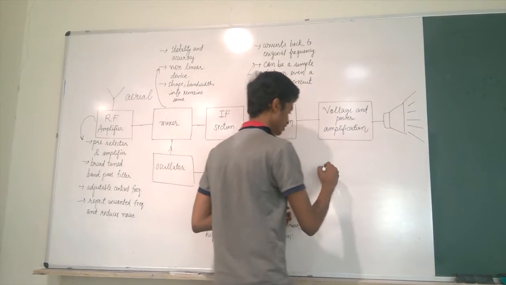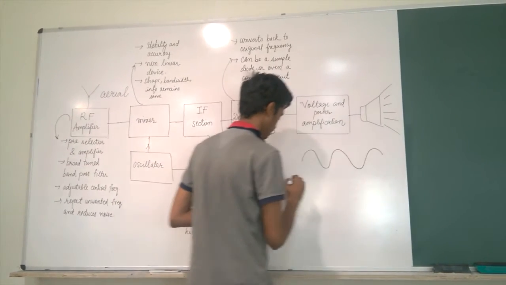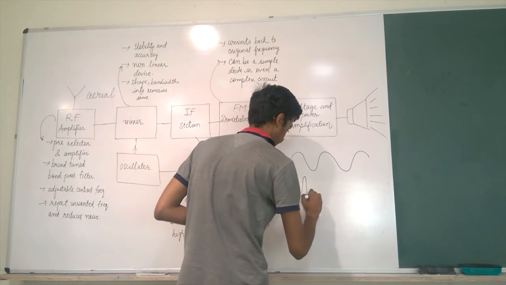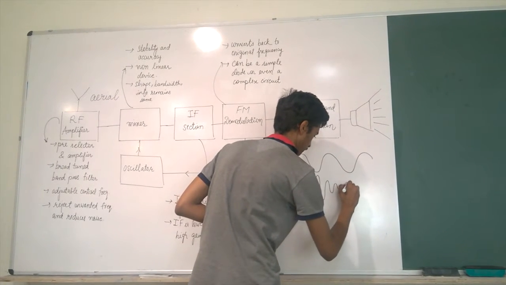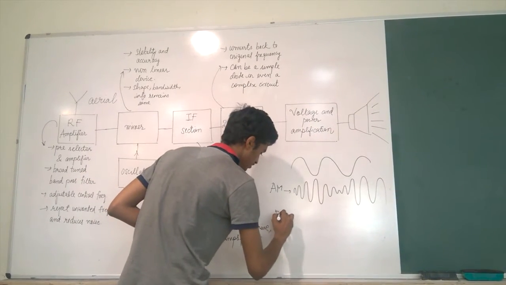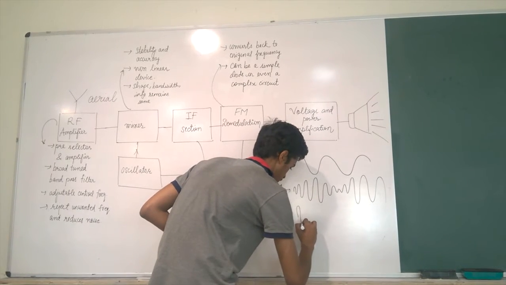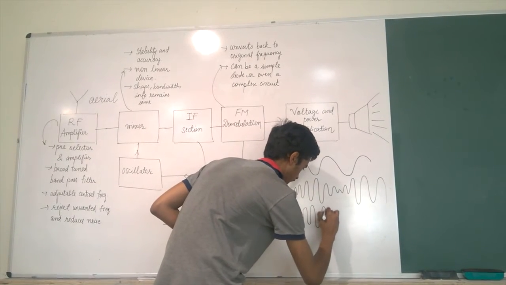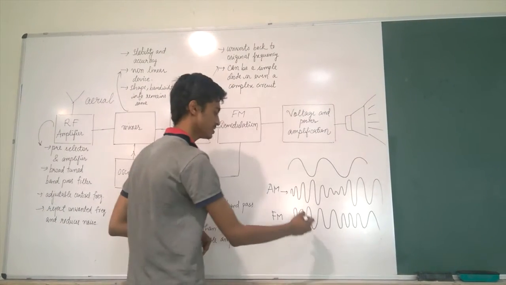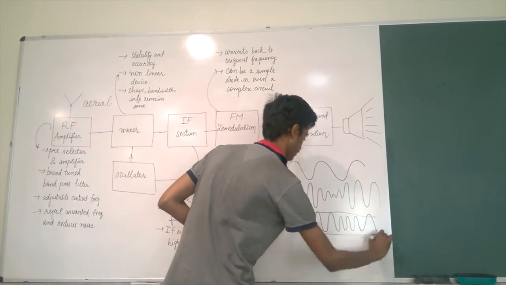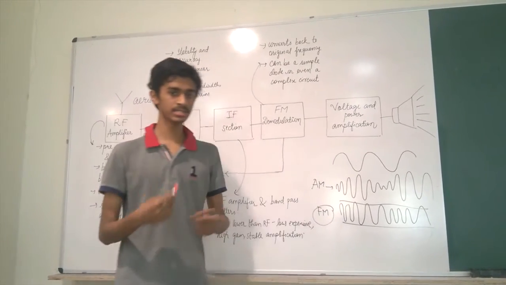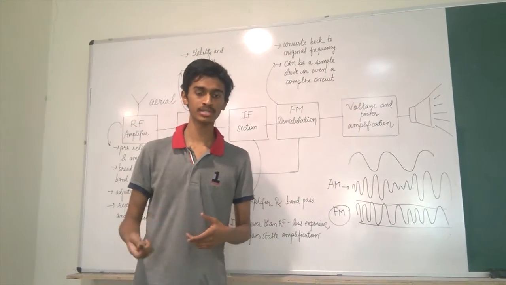So if we have an original wave something like this, then amplitude modulation looks like this. The frequency remains the same in amplitude modulation, whereas the frequency modulation looks like this. The frequency is changed, however the amplitude remains the same. So what we are going to explain today is frequency modulation, how it is received, and how it is demodulated back into the original signal.